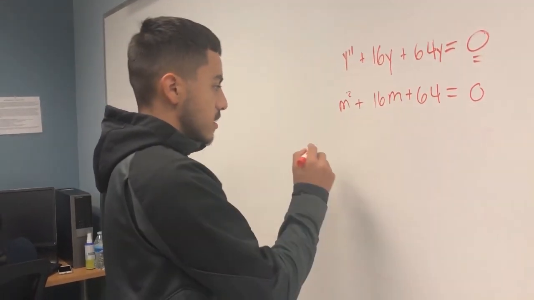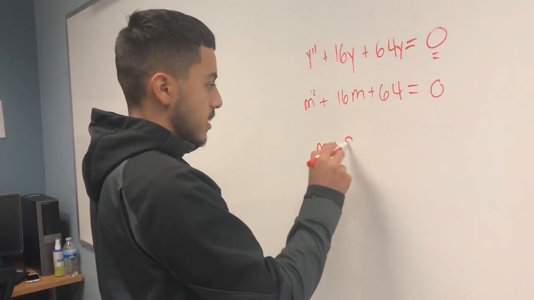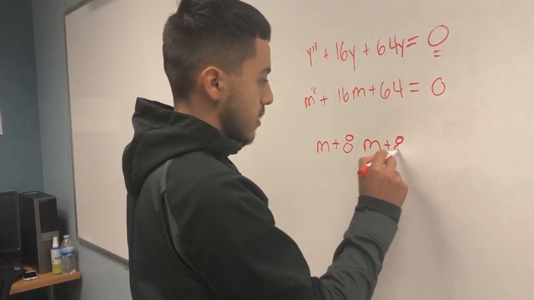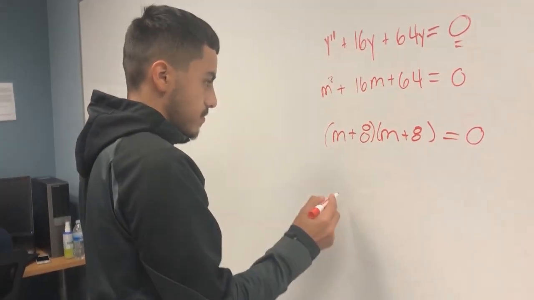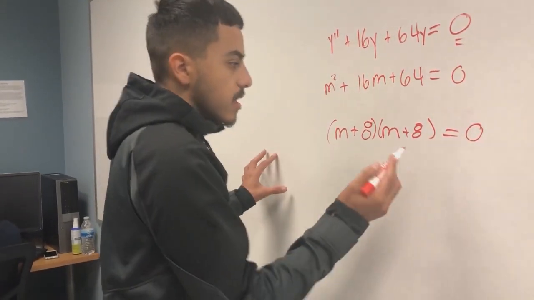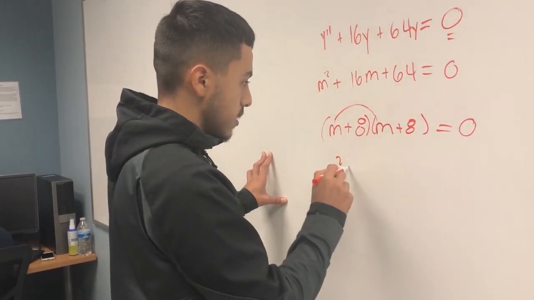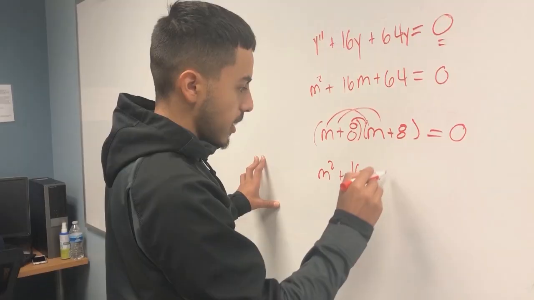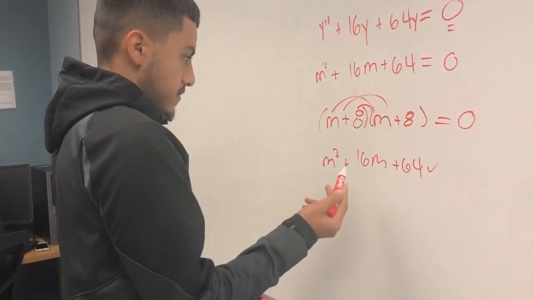Okay, so try. This is m plus 8, and then another m plus 8. Just double check to make sure that's right. If we plug that in, we get m squared plus 8m plus 8m, that's 16m, and 8 times 8 is 64. That checks. All right, cool. So those are the factors.